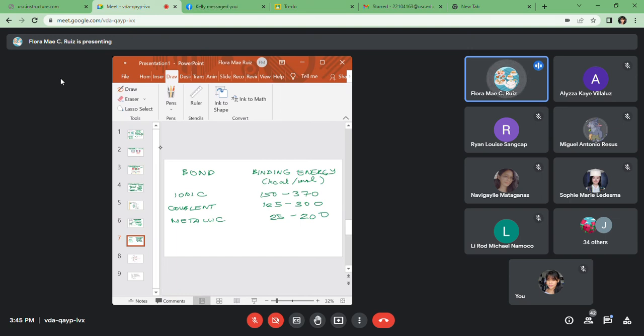So, what about the van der Waals? Because we already stated that this is just a secondary bonding mechanism, it's very small. So, this is actually just less than 10 kilocalories per mole.